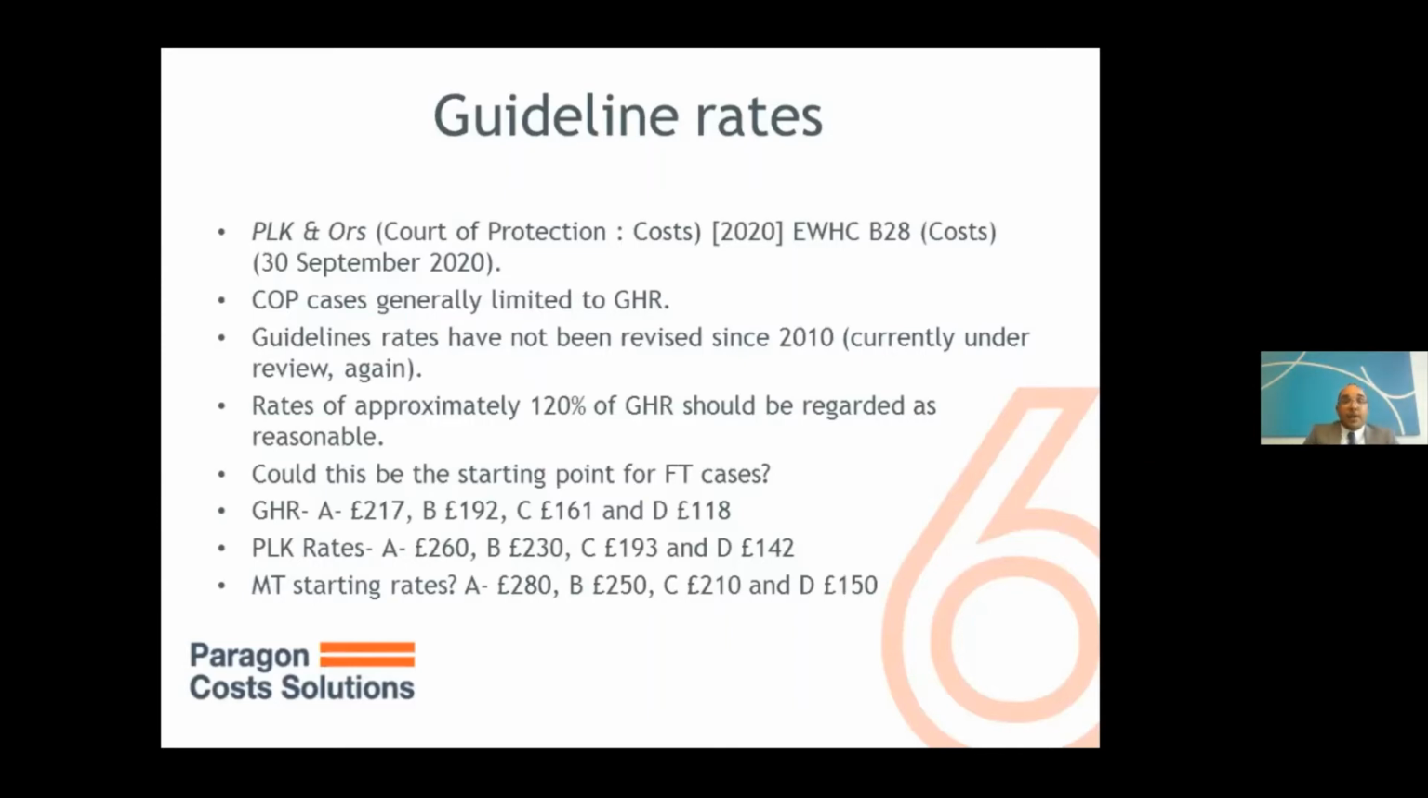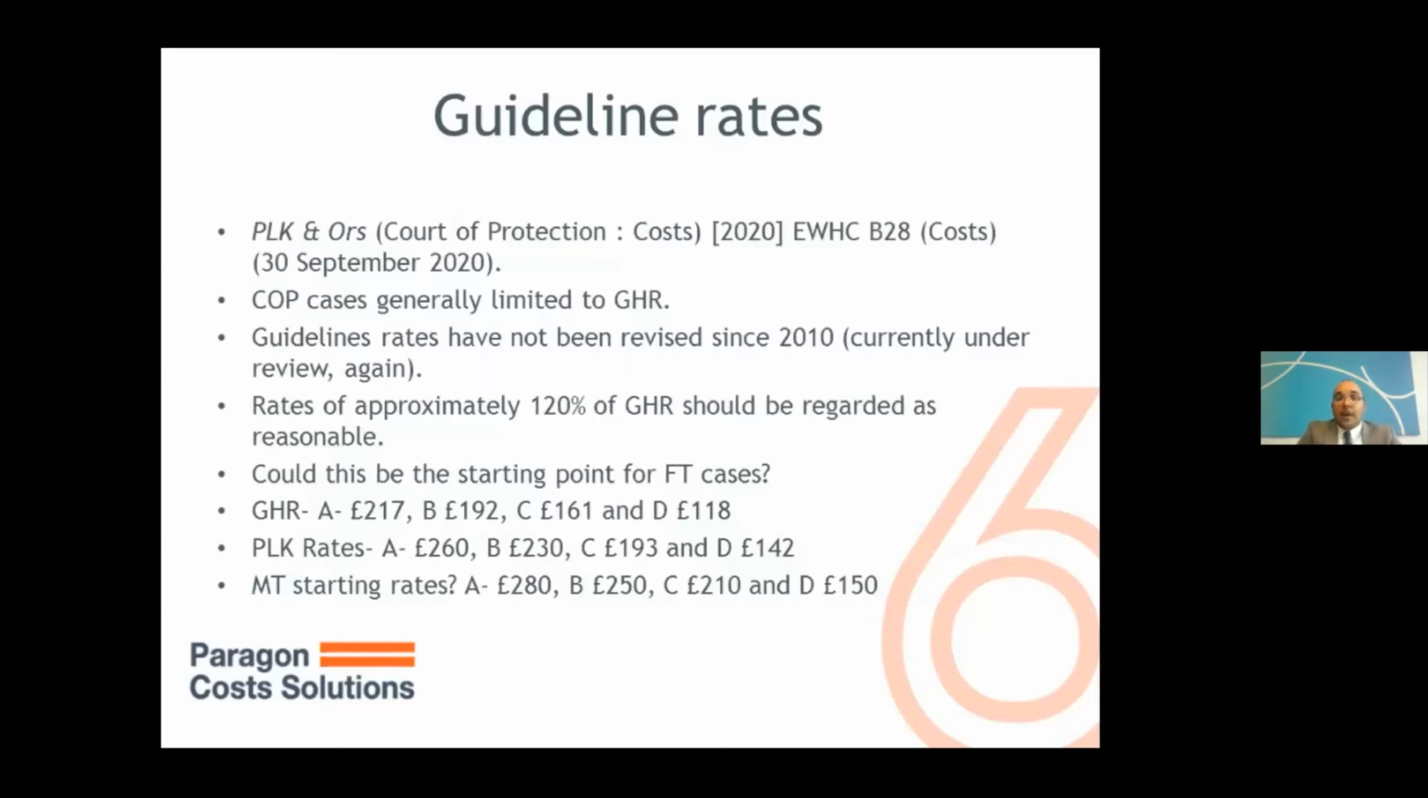But in any event, back to the PLK case, what Master Whalan said is that rates of approximately 120% of guideline hourly rates should be regarded as reasonable in Court of Protection assessment. So that's a 20% enhancement on the guideline hourly rates. And I suppose my question is, could this be the starting point for fast track cases? Because those guideline hourly rates were designed for fast track cases and for summary assessments at the end of fast track trials and interlocutory applications, etc. And if those are the same rates that were applied in the Court of Protection, then why should it not work both ways, in that if effectively the guideline hourly rates are so out of date that a 20% enhancement is appropriate, then why shouldn't that be the case for fast track cases?